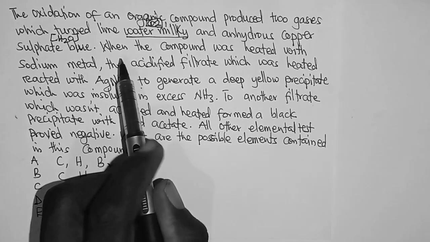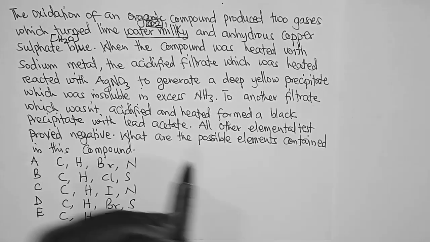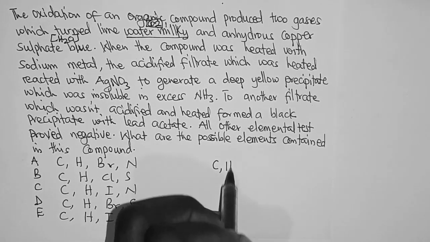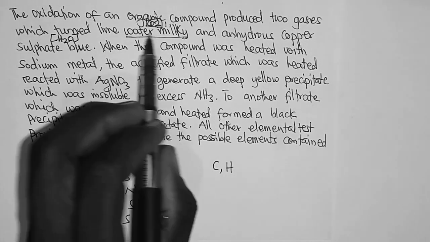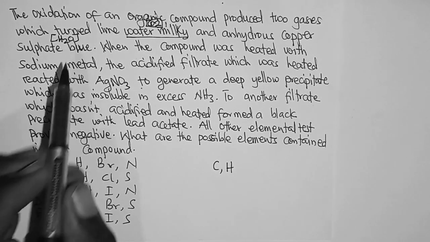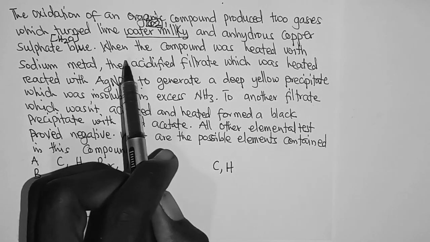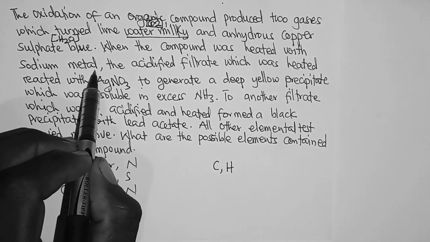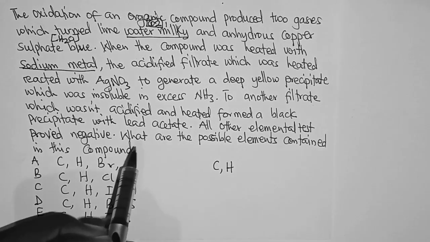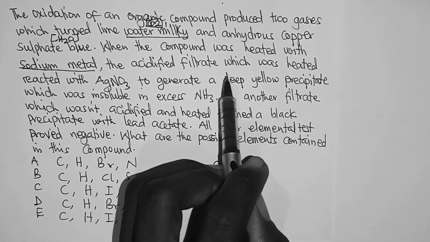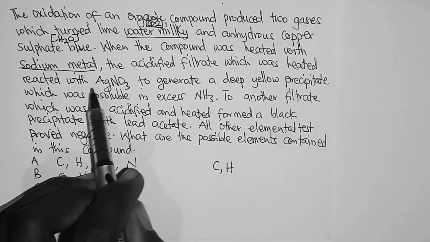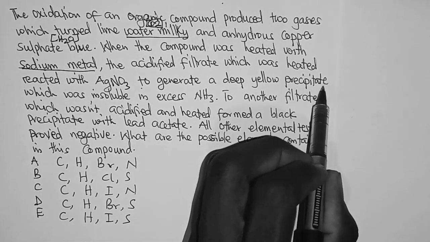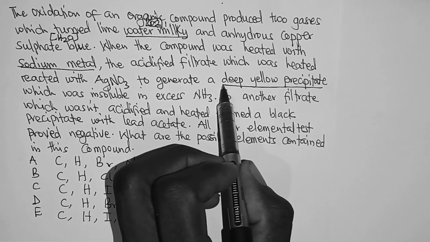So that means there is water inside. And he says that, so we can know for sure that there's carbon in that organic compound, and then there is hydrogen in that organic compound because of the carbon dioxide and then the water. And he says that when the compound was heated with sodium metal, you can see that this is the Lassaigne sodium fusion test. The acidified filtrate was heated with silver nitrate to give a deep yellow precipitate. So you can see this is a deep yellow precipitate.